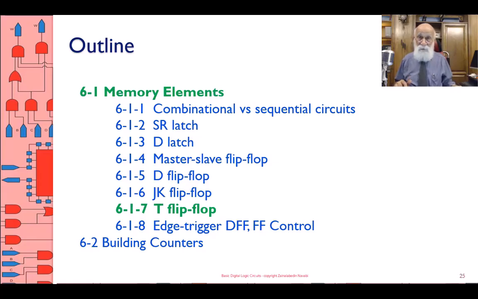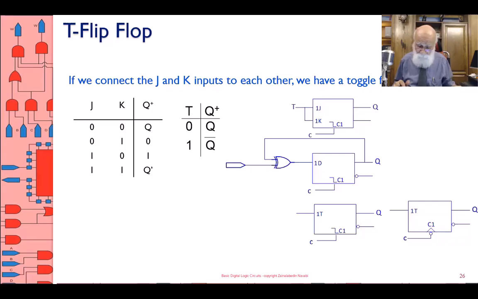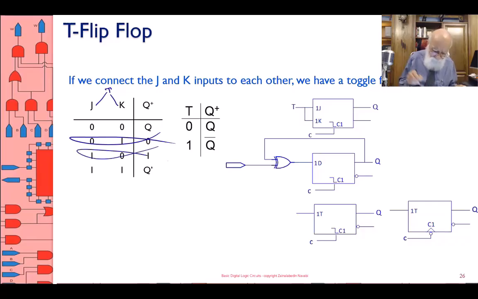I'm going to take what we already have, the JK flip-flop, and make a different kind of flip-flop from it. Look, I'm going to wire J and K together. This is the transition table that I have, right? What happens is I'm calling the JK connected together T. If this happens, I will no longer have this situation, because J and K are tied together and therefore they cannot be different.